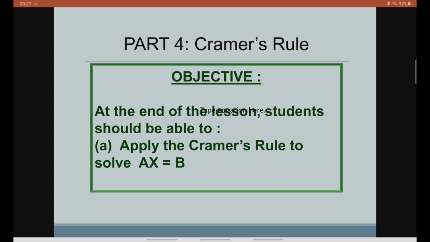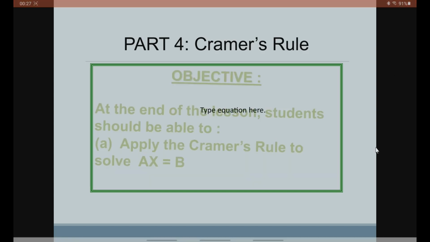Hi guys, we continue with the last subtopic for systems of linear equations, the Cramer's rule. At the end of the lesson, students should be able to apply the Cramer's rule to solve Ax equal to b.